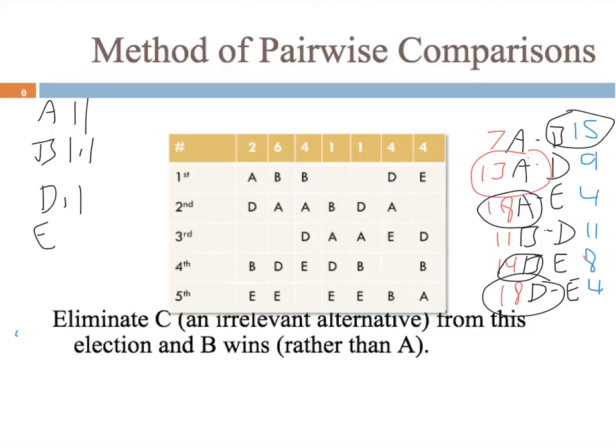So now we'll look over to the left. Our total tally, A has 2 points, B with 2.5, D with 1.5, and E with 0 points. So like stated at the beginning of this slide, B is actually going to be the winner this time if we were to eliminate C from the race.